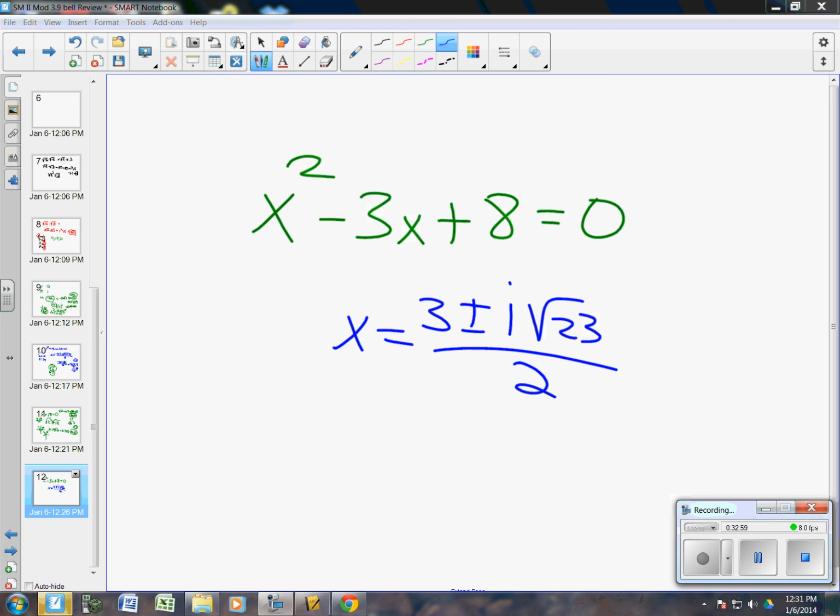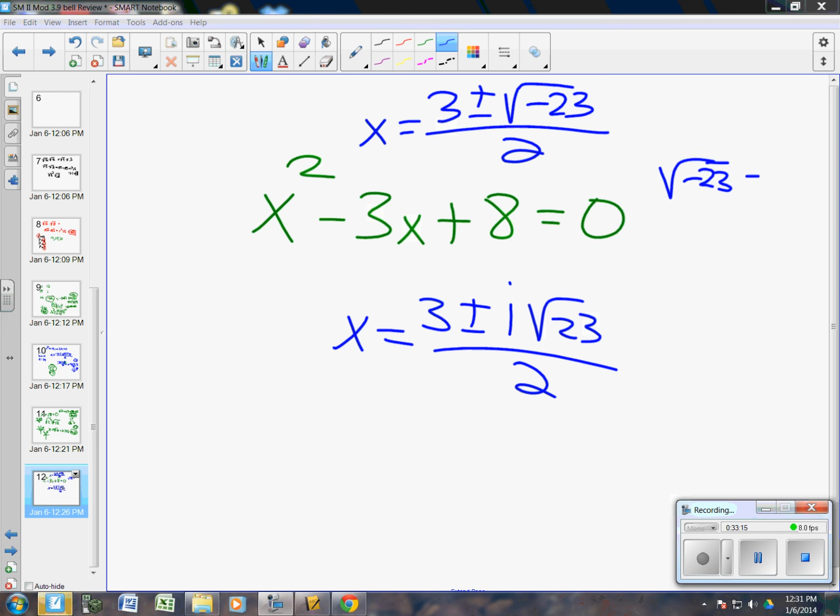Okay, all eyes right here. Some of you got this far and asked me if it was right. You were almost there. The square root of negative 23 can be written as the square root of negative 1 times the square root of 23, right? And what is the square root of negative 1? I. So it's i root 23. So 3 plus or minus i root 23, all over 2.